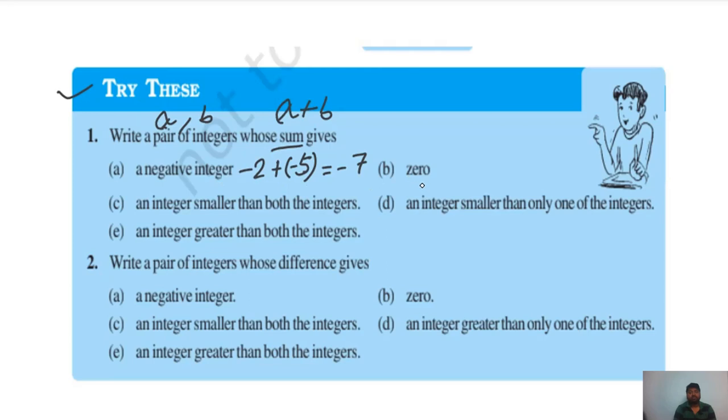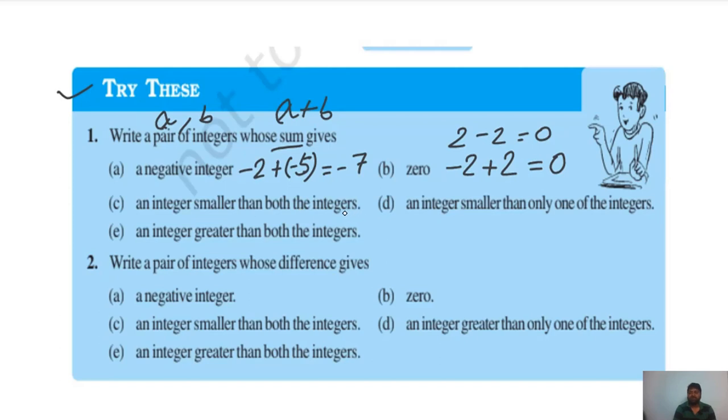The sum gives 0, then we get minus 2 and plus 2. The pair of integers' sum gives 0, or 2 minus 2, this is called 0. Okay, an integer smaller than both the integers. Here we continue the sentence. That means the sum gives an integer smaller than both the integers.